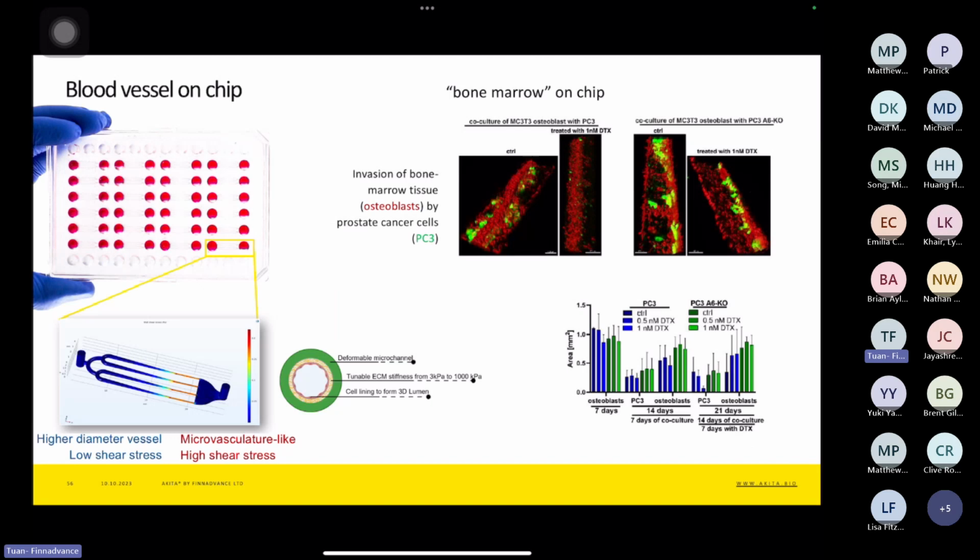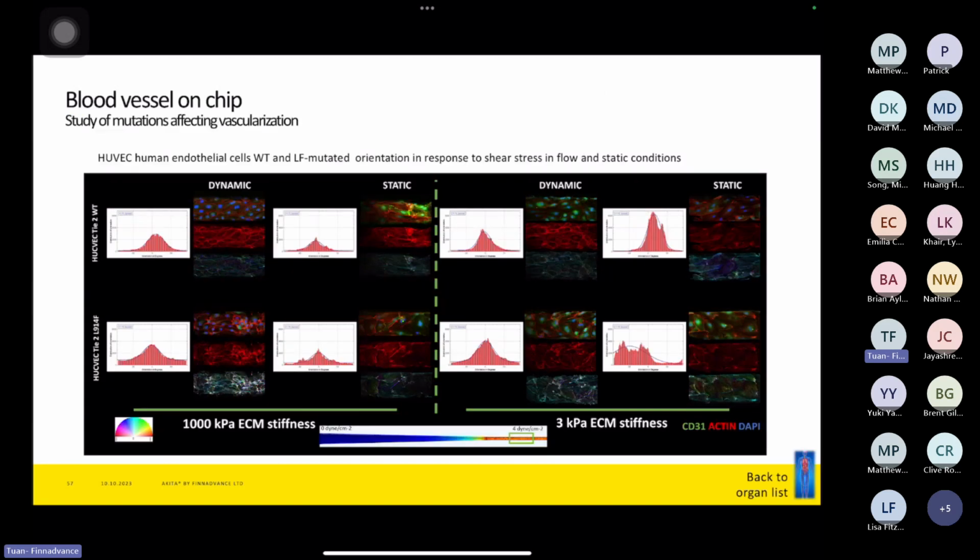So again, the same setup. Then we can also have the blood vessel on chip. We can fine-tune the stiffness of the ECM surrounding the microchannel where the cells are adhering, and with that we can observe the different morphological differences of the cells under the flow and static condition as well: cell orientation, cell area, cell alignment. So all of those matters we are able to check in high resolution images, and with our image analysis pipeline that we developed in-house, we were able to find striking differences between the conditions.